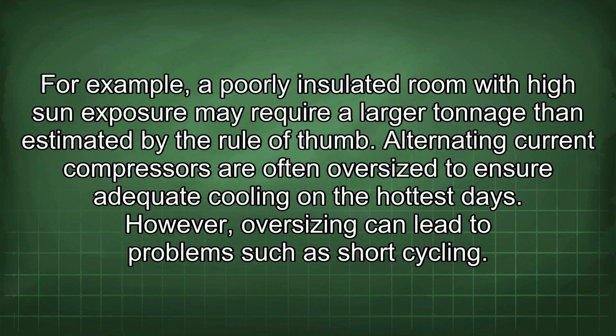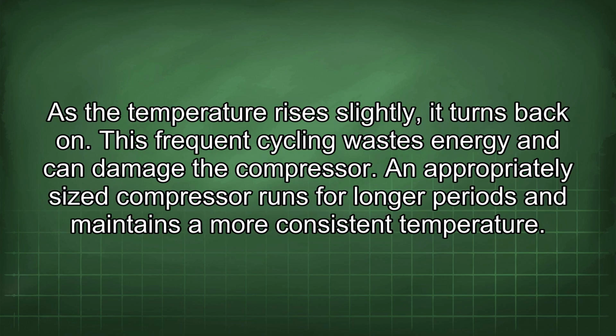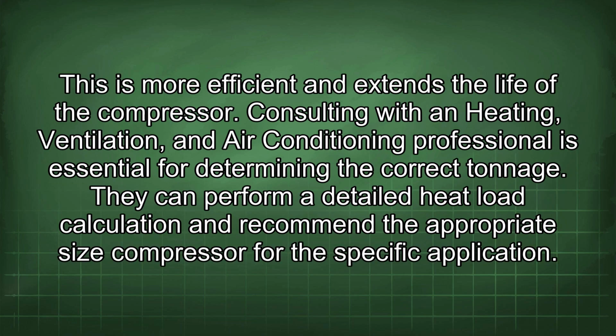Air conditioning compressors are often oversized to ensure adequate cooling on the hottest days. However, oversizing can lead to problems such as short cycling. Short cycling occurs when the compressor turns on and off frequently. This is inefficient and can reduce the lifespan of the equipment. An oversized compressor cools the space too quickly and then shuts off. As the temperature rises slightly, it turns back on. This frequent cycling wastes energy and can damage the compressor. An appropriately sized compressor runs for longer periods and maintains a more consistent temperature. This is more efficient and extends the life of the compressor.